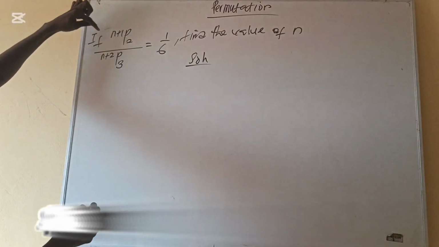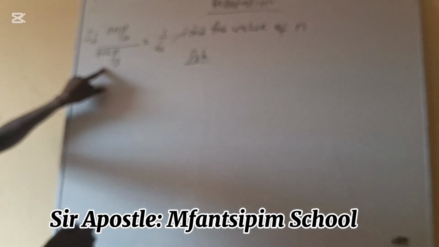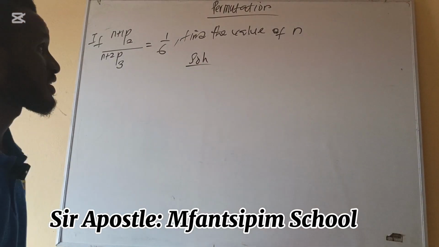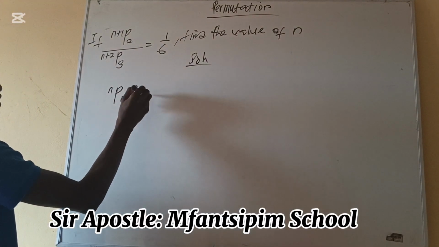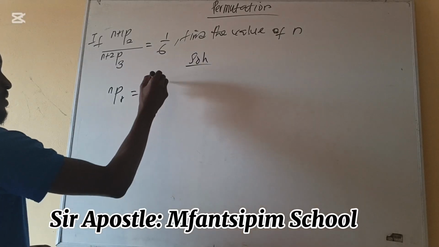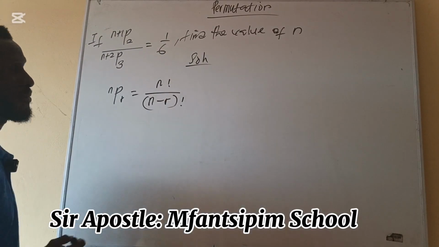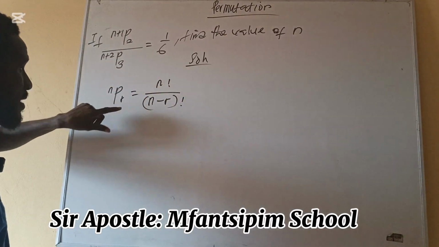Now, if (n plus 1) permutation 2 divided by (n plus 2) permutation 3 is equal to 1 out of 6, we have to find the value of n. Now, don't forget that the permutation nPr has a formula, and the formula is n factorial divided by (n minus r) factorial. You get it?